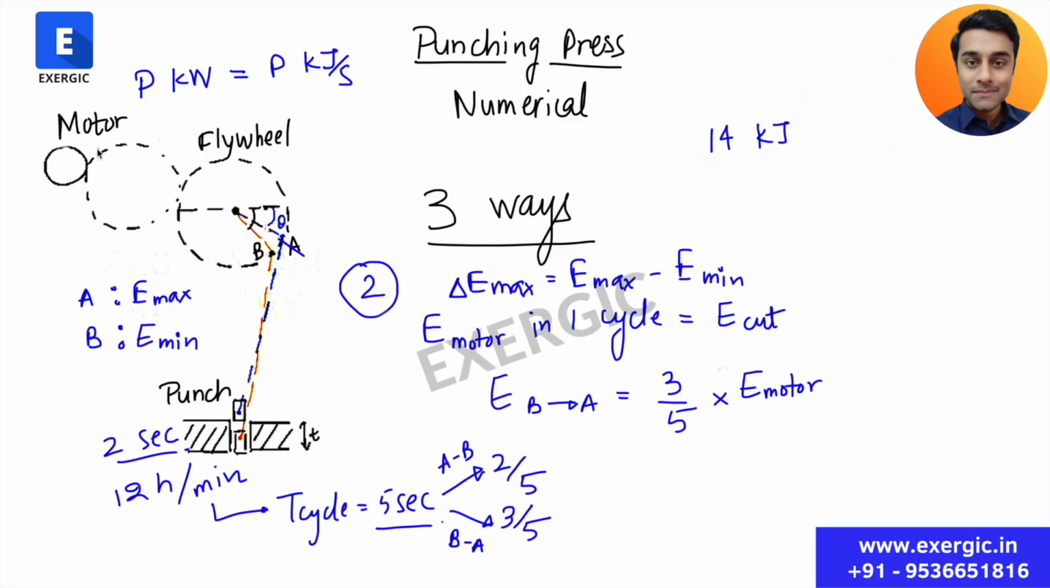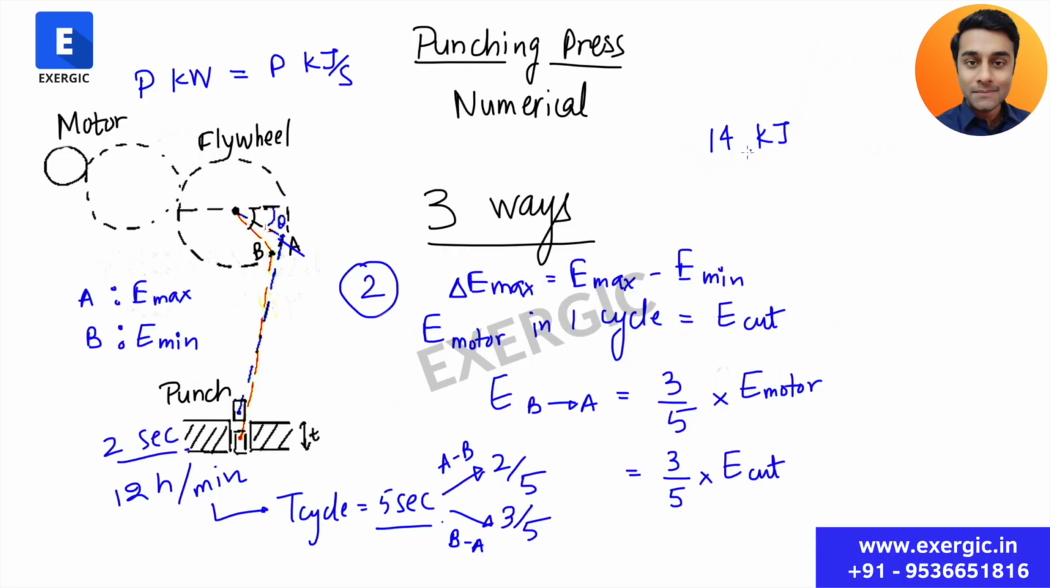And since the energy given by the motor is constant, it is not varying, every second it is giving P kilojoule, right? So when it moves from B to A, it takes 3/5 time of completing the full cycle, and in that 3/5 time it will receive 3/5 of the total energy. And as I told you, how much is the energy of the motor in one cycle? It is equal to the energy required for cutting, energy of cut, right?